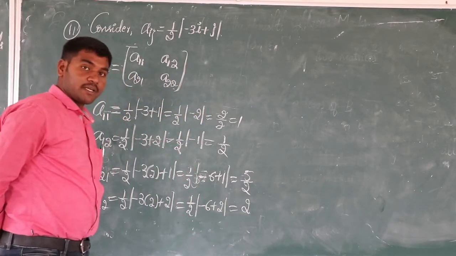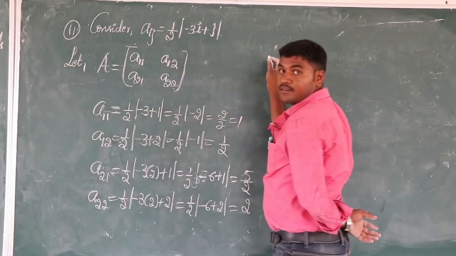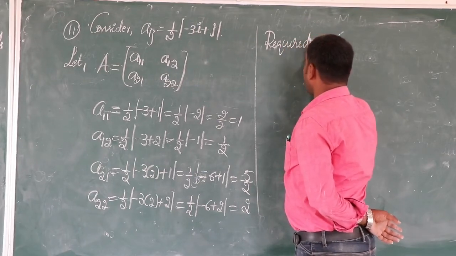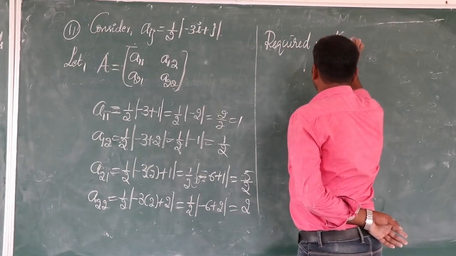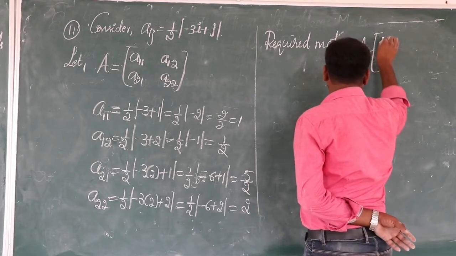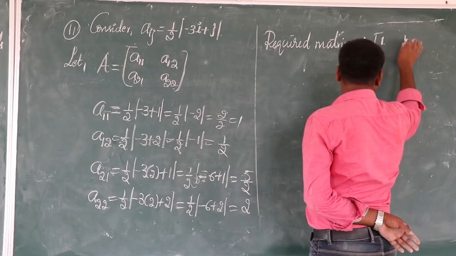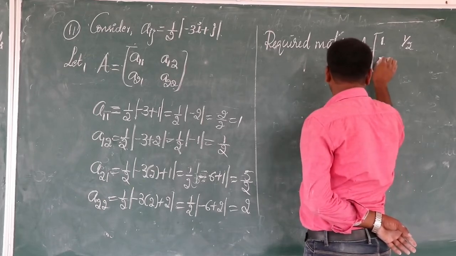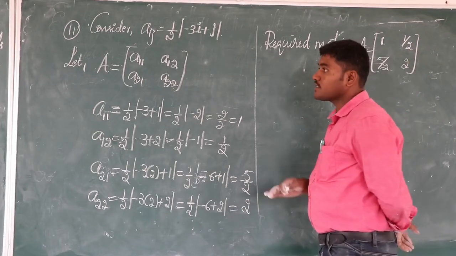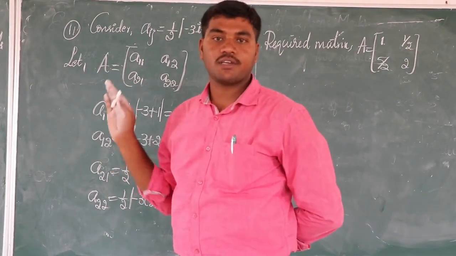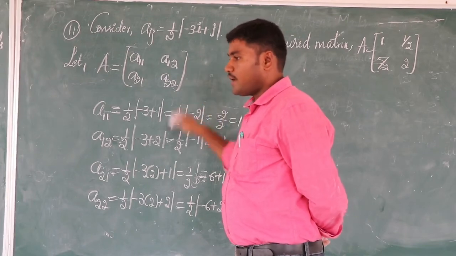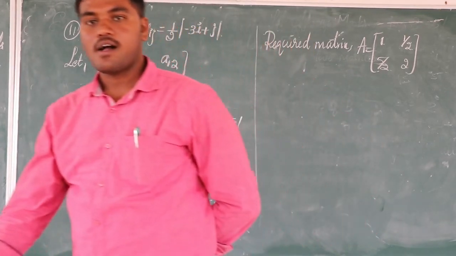Now the required matrix becomes A equals: the first row first element is 1 and the first row second element is 1 by 2, the second row first element is 5 by 2, and the second row second element is 2. So this is all about the construction of a matrix whose elements are given. When the elements are given, then the construction is done like this.